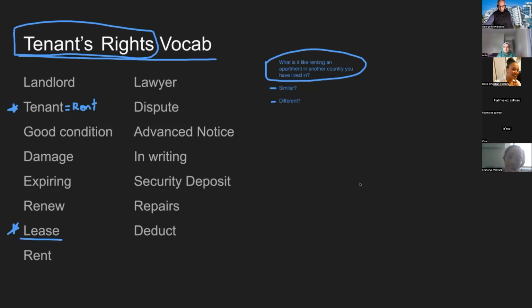Cheaper, it depends on the city. In a big city, you can find it a little bit expensive. But in a small city, sometimes you can find a nice apartment for like 100 dollars. US dollars? Yes.